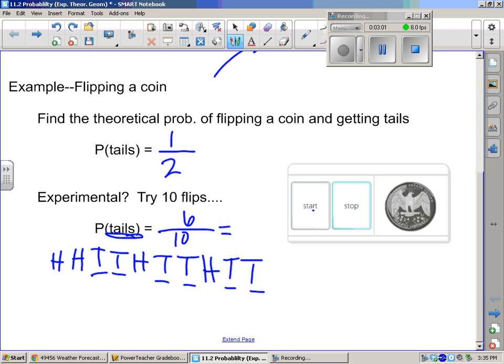You should always reduce. So 3/5 is a little bit higher than 1/2. But that's what happens. It doesn't always come out perfectly. But if we did this 1,000,000 times, I bet it would get really close to 1/2. It gets closer and closer to the theoretical. What is that called? The law of big numbers. Yes, that's kind of a fancy name.